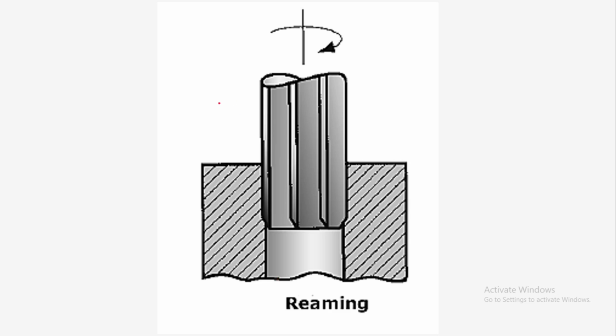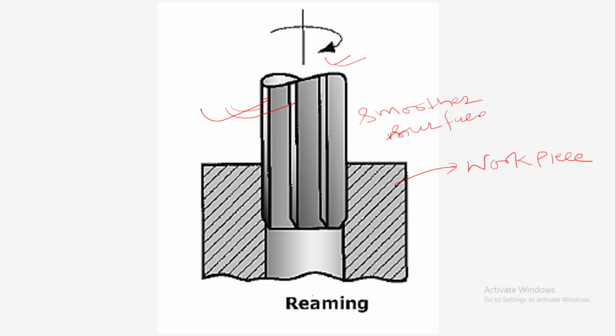So this is the reamer, and this tool is rotating, as I told you. And this is the workpiece. The reaming operation is used to create a smooth surface. So you need to mention this one. This is a smoother, I should say, smoother interior surface. So this was regarding the reaming operation.